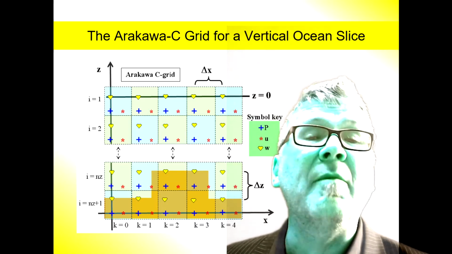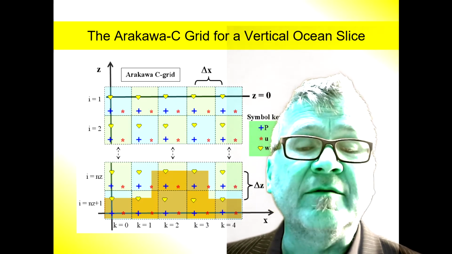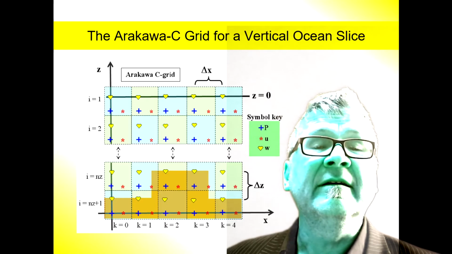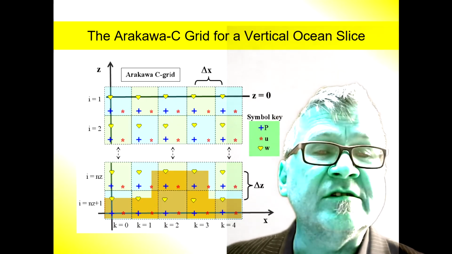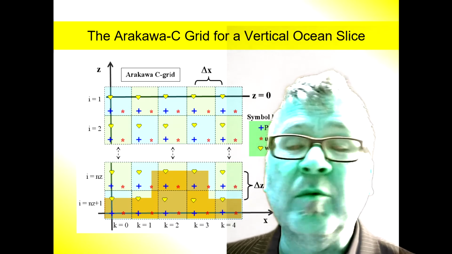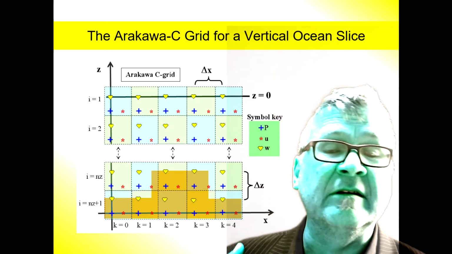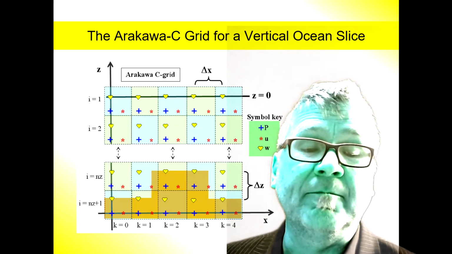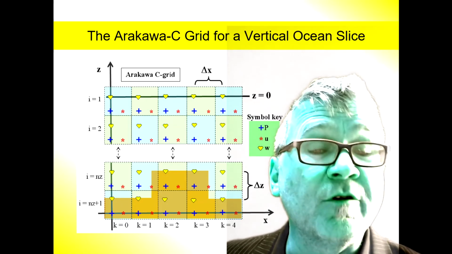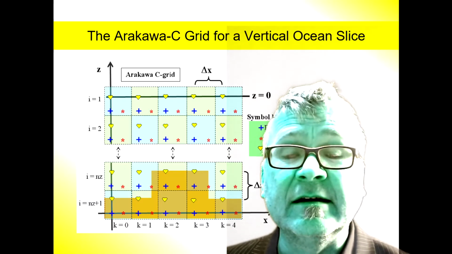Okay? And in the vertical, we use something called I, and I is 1 for the uppermost grid cell, and what we call NZ is the one closest to the seafloor. And then we have ghost cells. The 0 one is not shown here, but NZ plus 1 is also there. Constant vertical grid spacing for simplicity.